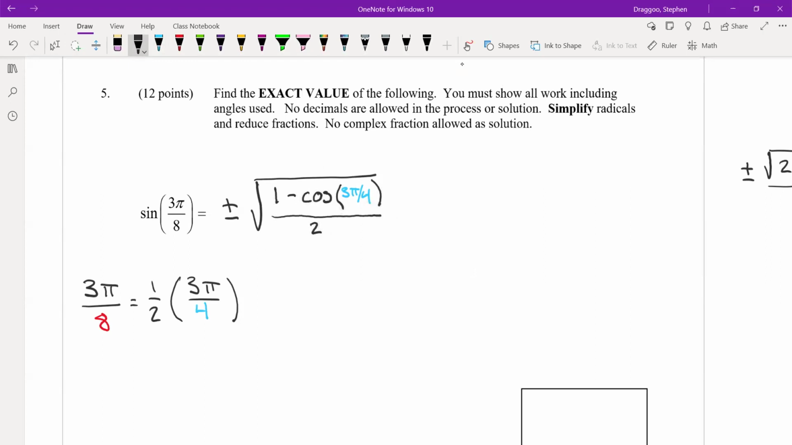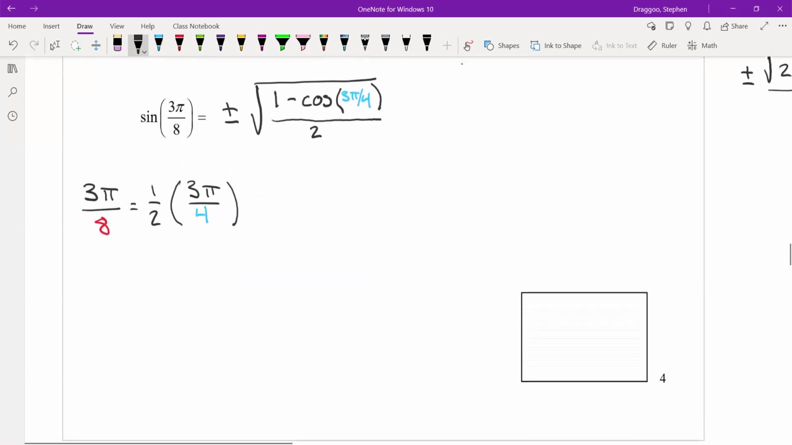So notice that the angle that goes on the inside of the square root, the cosine value, is something I know from the unit circle, but the outside of this square root depends on 3 pi over 8. So the inside, I need 3 pi over 4, but the outside, to determine whether I've got that plus or minus that's hanging out there, which of those I want to choose, I need to decide which quadrant 3 pi over 8 is in. I'll spoil the answer right now: this is in quadrant 1. But here's how I'd check to see which quadrant it's in.